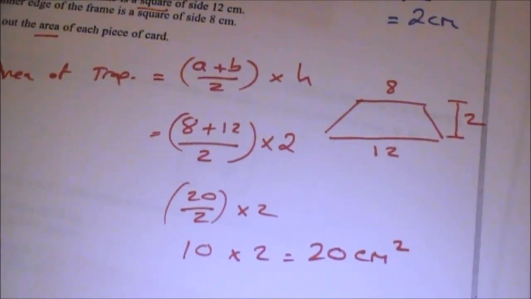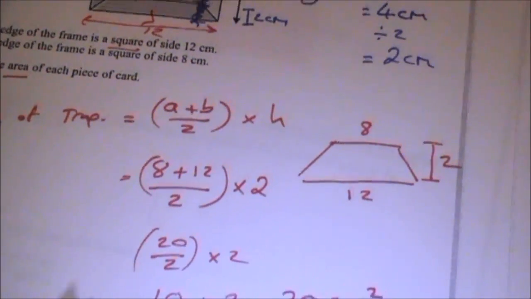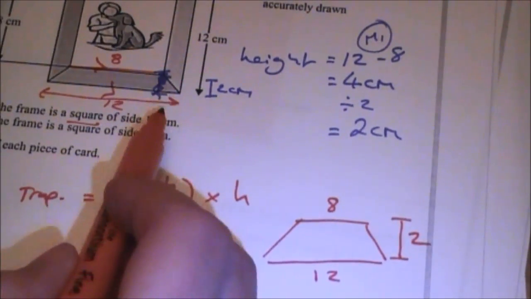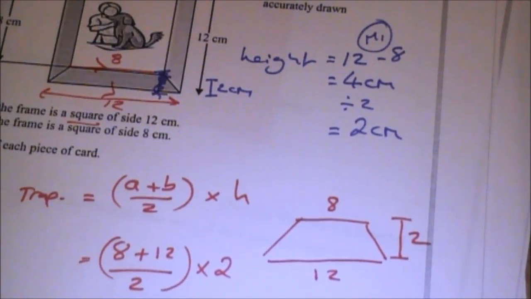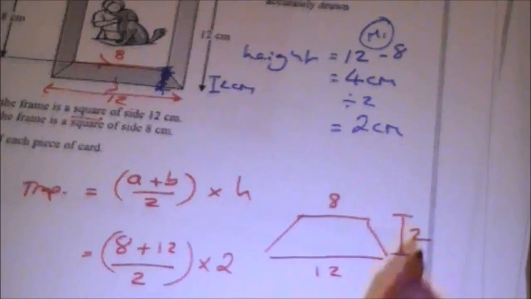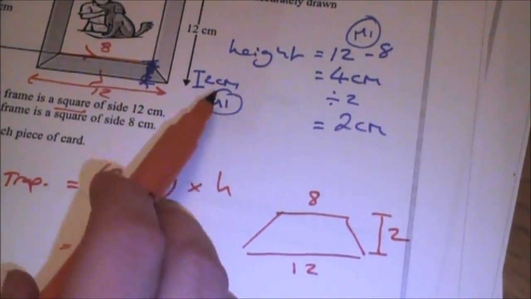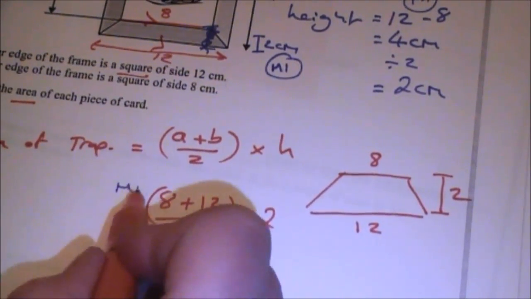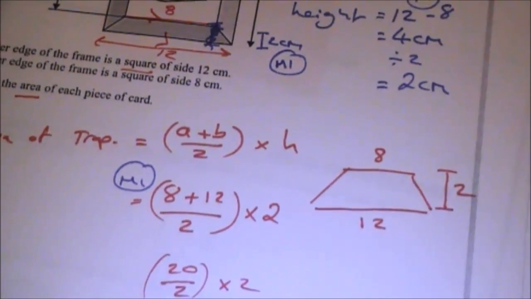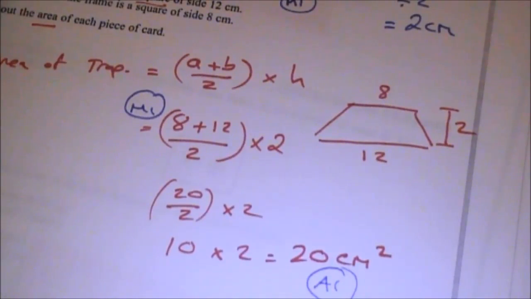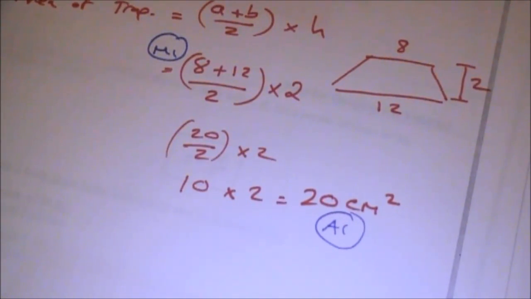The marks for this is only a 4-mark question, and you get 1 mark up here for finding the height of a trapezium, you get the mark for stating that the height of the trapezium is 2. You then get the third mark for showing that you needed to find the area of the trapezium, and then you get the final mark for stating what the area is.